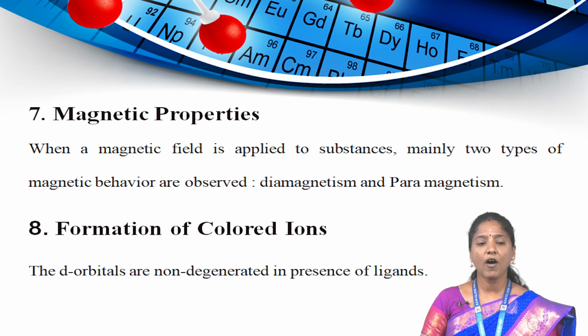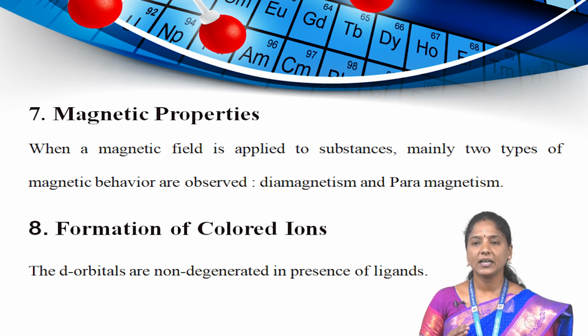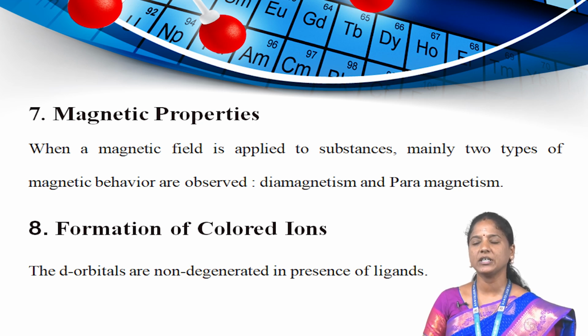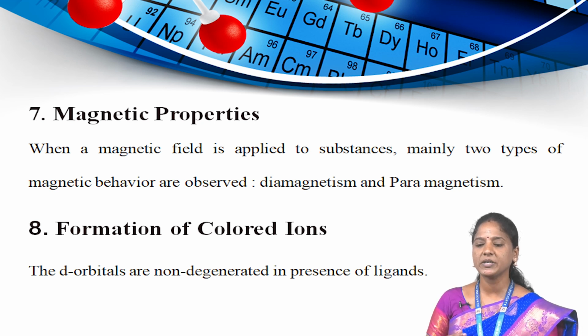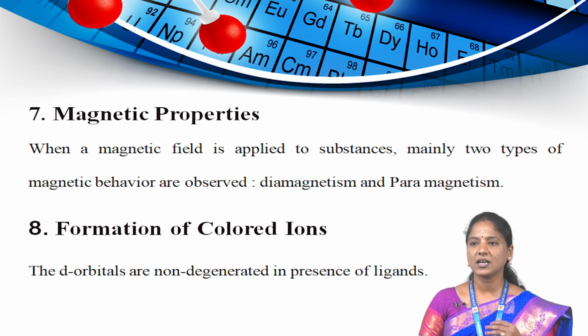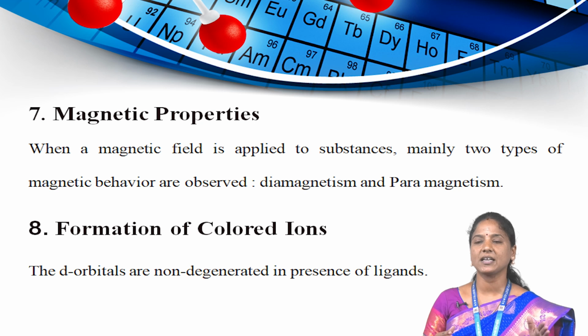Next one, eighth, formation of colored ions. The d orbitals are non-degenerate in the presence of ligands. When an electron from a lower energy d orbital is excited to a higher energy d orbital, the energy of the required wavelength is absorbed and the rest of the light is transmitted out. Therefore, the color observed corresponds to the complementary color of the light absorbed. In vanadium pentoxide, vanadium is in +5 oxidation state. It is colored due to defects in the crystal lattice.